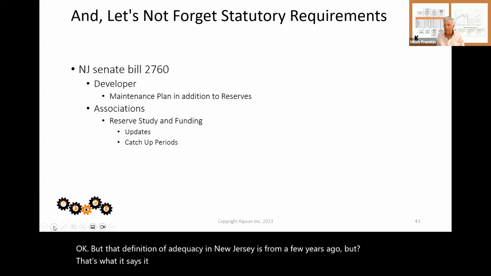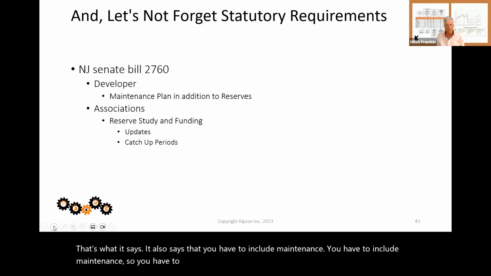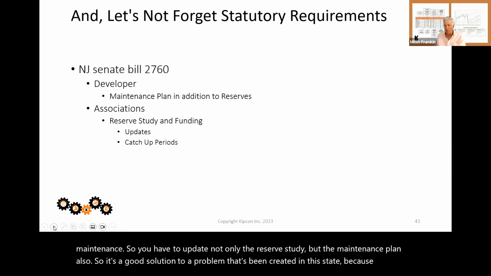It also says that you have to include maintenance. You have to include maintenance. So you have to update not only the reserve study, but the maintenance plan also. So it's a good solution to a problem that's been created in this state because it's going to require it.